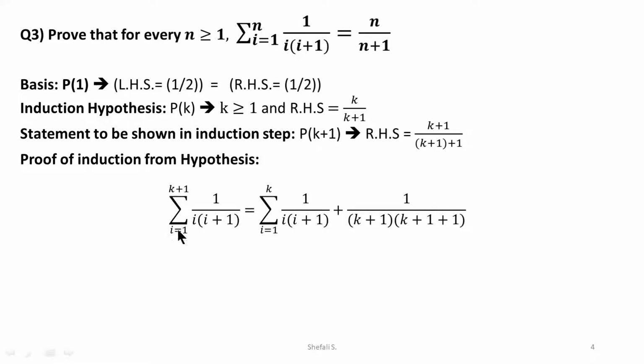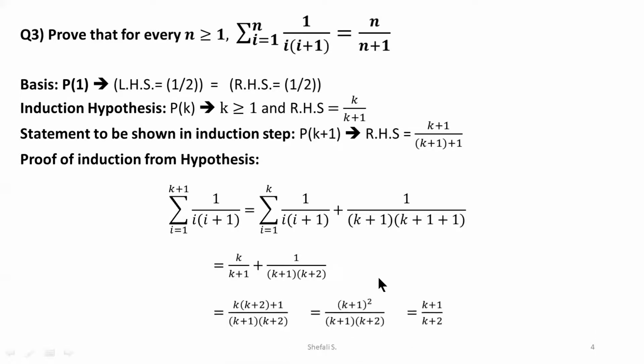So for your series ranging from 1 to k plus 1, it is nothing but the summation of the series ranging from 1 to k, plus one more term. That one more term we have added, as in the same task we carried out for the previous example. The summation from 1 to k is nothing but k upon k plus 1, which is already declared in the hypothesis, plus the additional term you can add here.